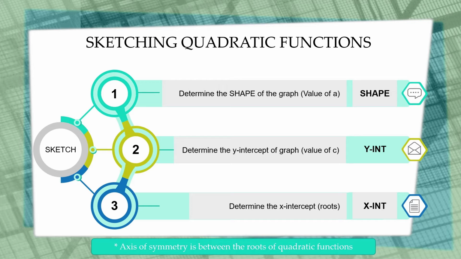Okay, so the first one, when we are sketching quadratic functions, there are three important steps. The first one, we have to determine the shape of the graph, which means we have to focus on the value of a. The second one, we determine the y-intercept of the graph, in which for quadratic functions we look at the value of c. And the last one, we determine the x-intercept, or in other words, we find the roots of the quadratic function. So shape, y-intercept and x-intercept are the three things that we have to find in order for us to sketch any function.